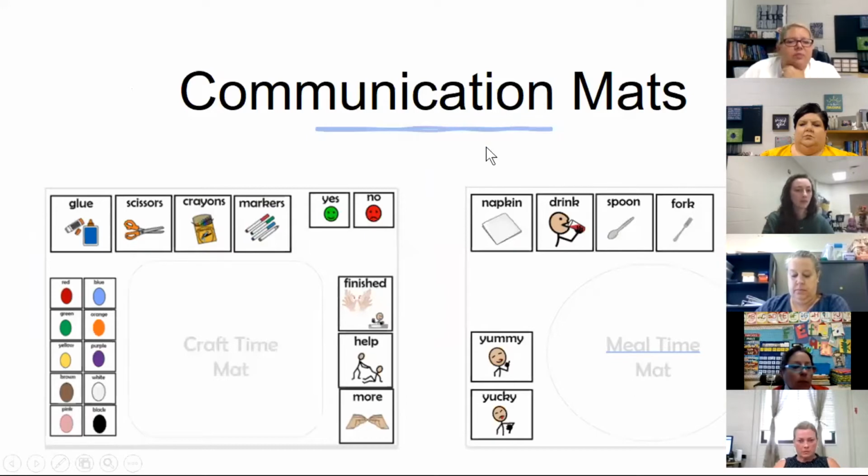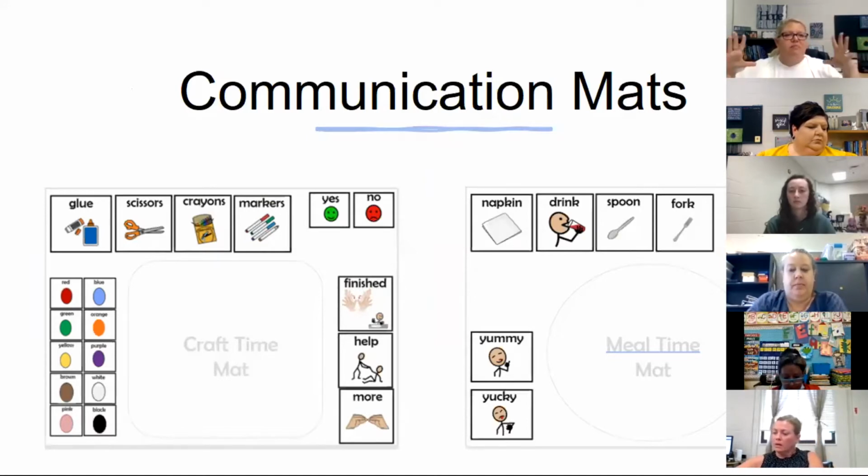These are some communication mats that we have made. I've shared these in newsletters in the past, and we do have all of these pre-printed out, so you can actually come over to our lab and make these. We usually put these out on big pieces of construction paper and laminate them. So the students have certain things that they would like to say while they're having mealtime or craft time. This is a great thing.